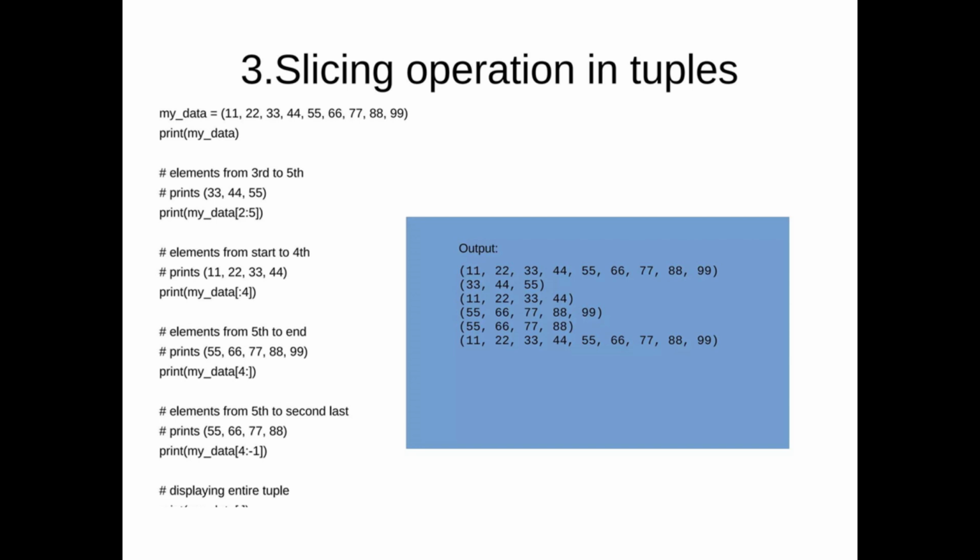So it is displayed in the results by using my data 2 colon 5. So the second element to the fifth element is displayed by the slicing operator. The slicing operator is used for moving through elements and displaying them, and I can display particular elements, the second element or the fourth element or seventh element, whatever it is, by using the slice operator.